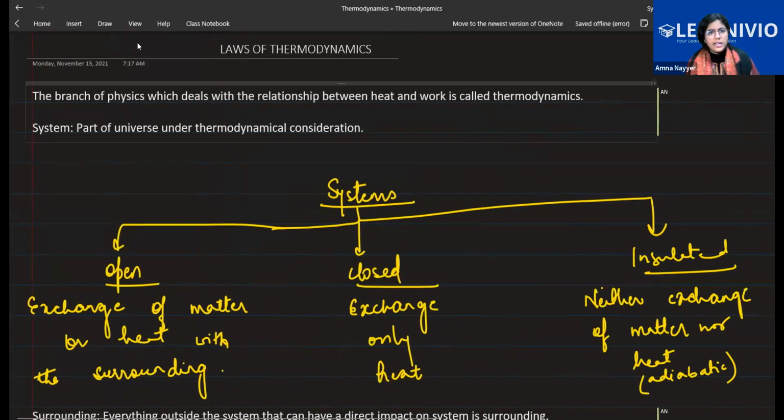Now I'll be starting with thermodynamics. Firstly, we'll start with the laws of thermodynamics. You have various laws: first law, second law, and the zeroth law is also there.